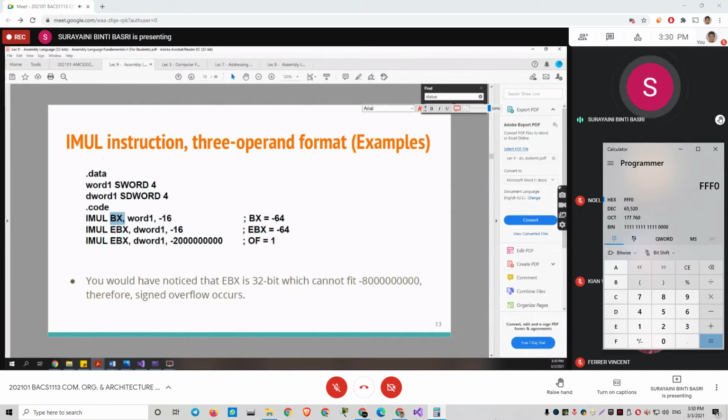So you would have noticed that EBX is 32-bit, which cannot fit this negative value. So this is too large. Your 32-bit register cannot hold this. Therefore, a signed overflow occurs. So that's why overflow occurs here.